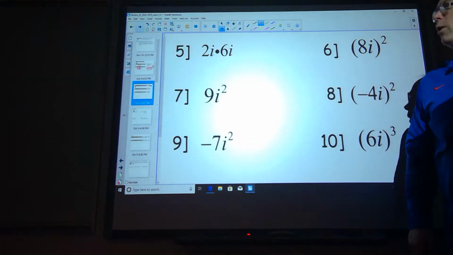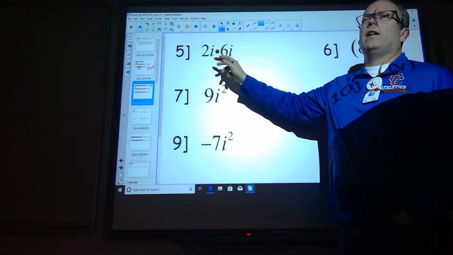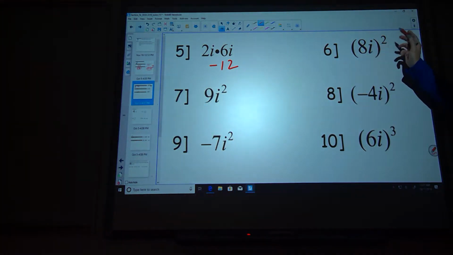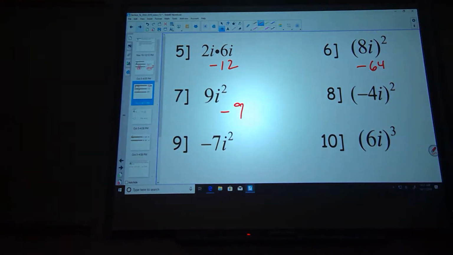All right, now we're multiplying because we have multiplication. So 12i squared is negative 1, so I get negative 12. Agree? Yeah. 64i squared is negative 64 because I get i squared, which is negative 1. This becomes negative 9.